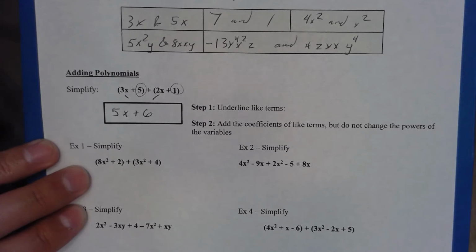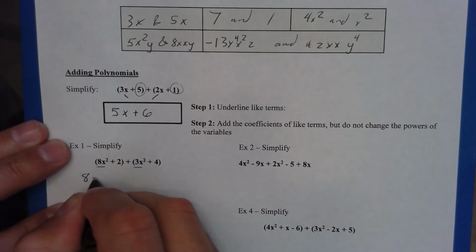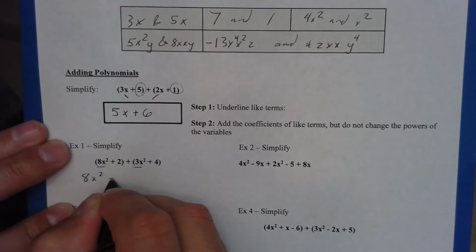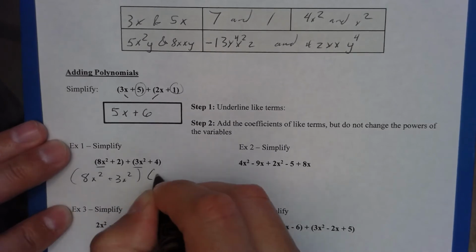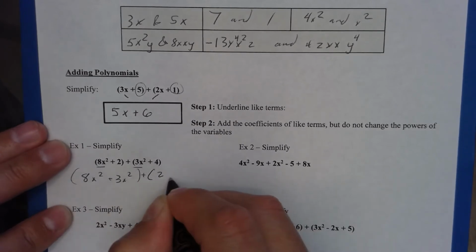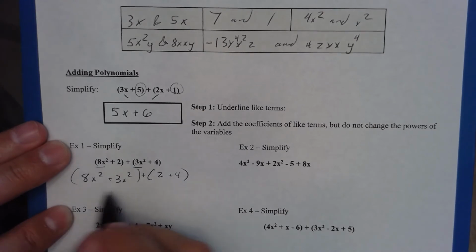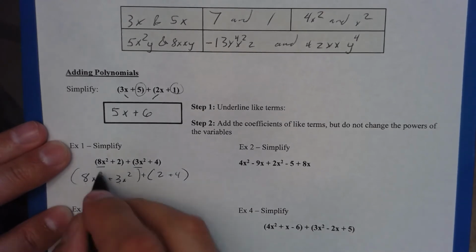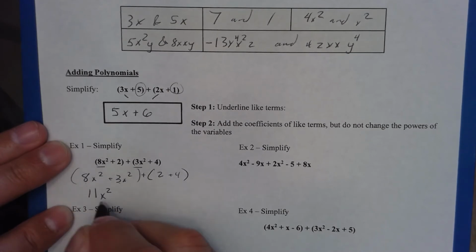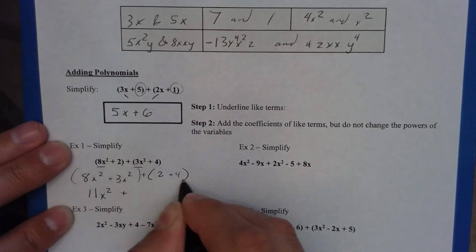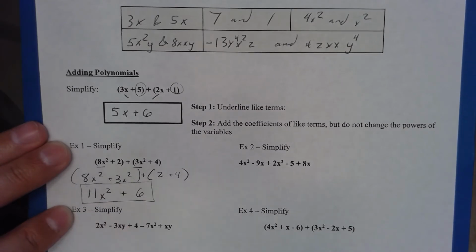Okay, example 1, let's put together our like terms. So I've got an 8x squared plus 3x squared. Let's put those together. And let's put our 2 and our 4 together. Those we can easily put. So we're just going to add our coefficients to get 11x squared and 2 plus the 4 to get 6. There is our final answer.